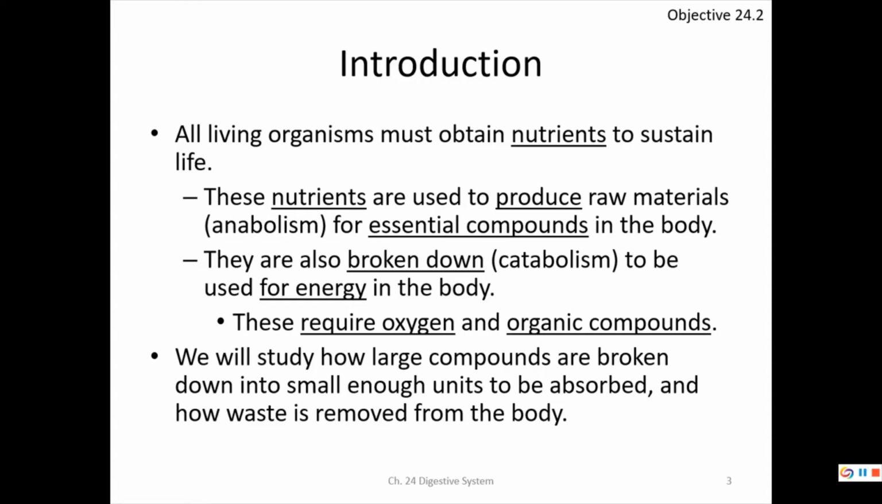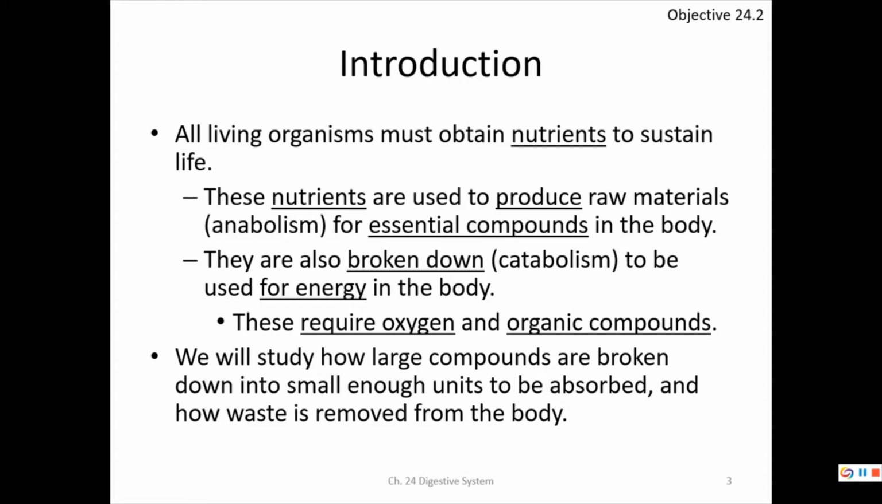Remember in Chapter 3, we talked a little bit about cellular respiration, and how the mitochondria will bring in glucose and oxygen and then produce carbon dioxide, water, and ATP. This requires oxygen and organic compounds to make energy in the body. This is called catabolism. Remember, a catabolic reaction breaks things down. In AP1, something I always say is if I was a DJ, I'd be DJ Catabolic, because I'm always breaking it down.